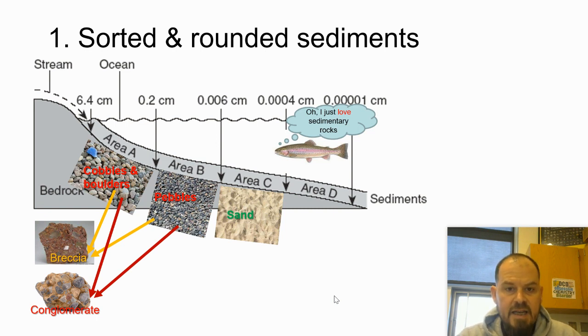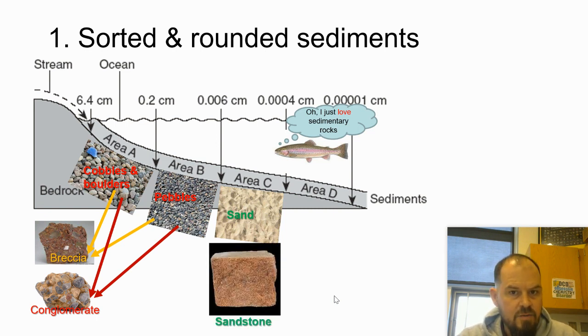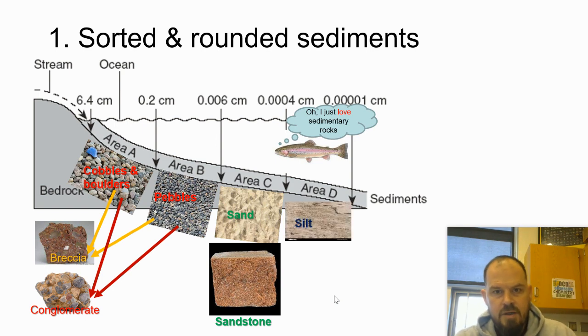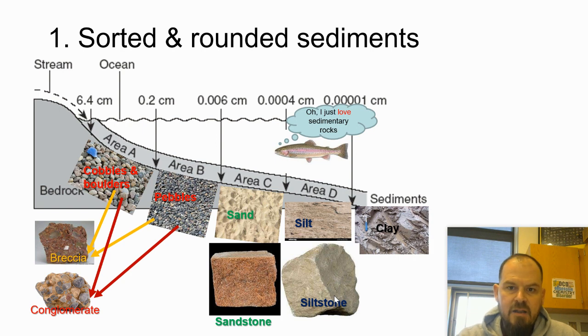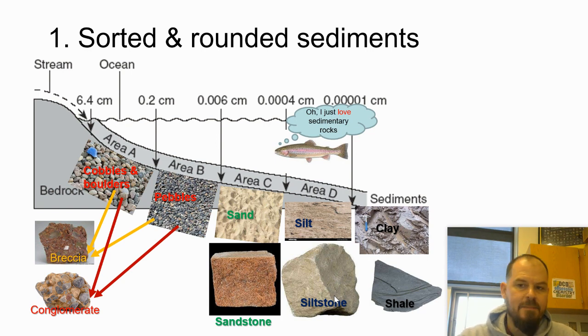Area C is going to get sand, and that's going to turn into sandstone. The pressure of the water is going to turn it, and silt is going to turn into siltstone. This is nice. And then the last piece is clay, and clay is going to turn into shale. Good. So that's what you got to get in just the picture.